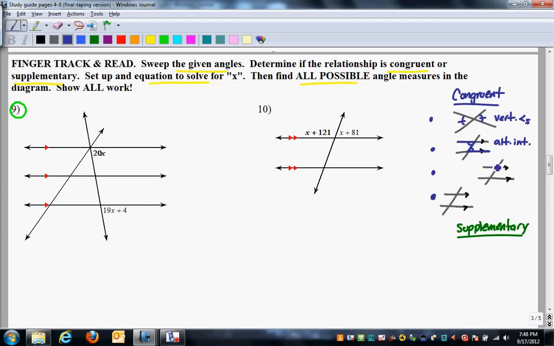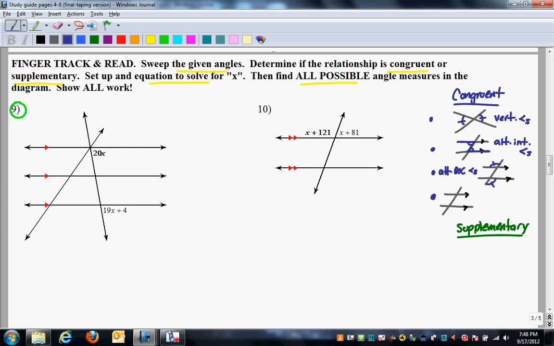Next would be alternate exterior. That would be on opposite sides of that transversal, or we call it the stir stick, but outside of the lines. That would be alternate exterior angles. Alternate interior angles are congruent when lines are parallel. Alternate exterior angles are congruent when lines are parallel.